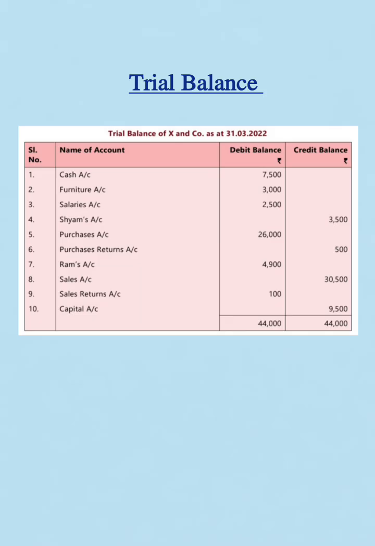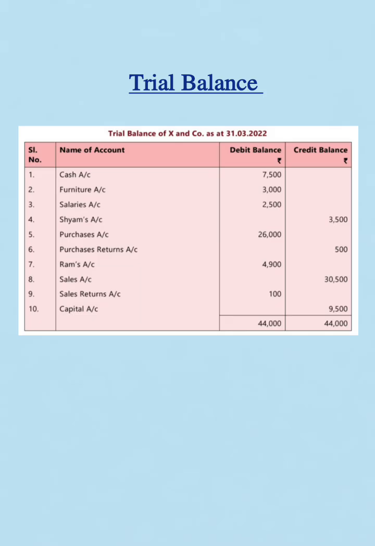Steps to prepare trial balance, balance method. First, prepare ledger accounts. Post all transactions from the journal into their respective ledger accounts. Then, balance each ledger account. Find the difference between the total debit side and total credit side. This difference is called the balance. Write it as balance carried down on the smaller side. Then bring it down as balance brought down on the opposite side.